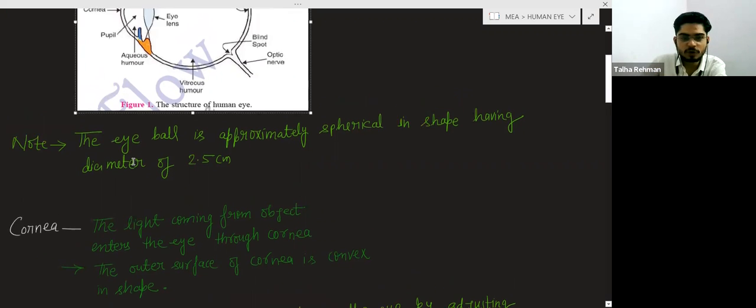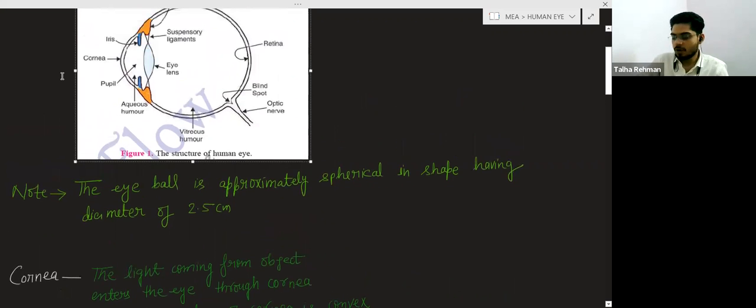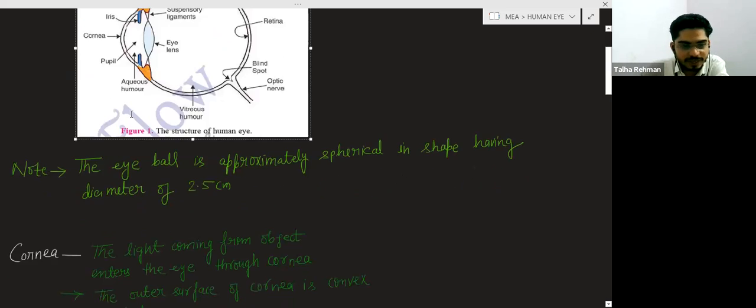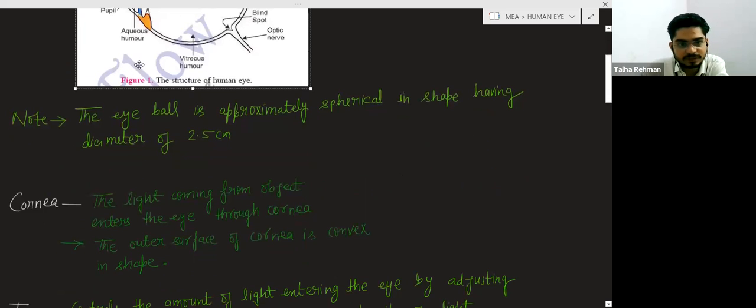The light coming from the object: some object will be in front of your eyes. If the object is behind your eye, then you cannot see. The object must be in front of your eye, and from this object light will come towards your eye and enter your eyes through this cornea, and the outer surface of the cornea is convex. Bulging outward is convex. After that, what is the iris? This part, the iris.